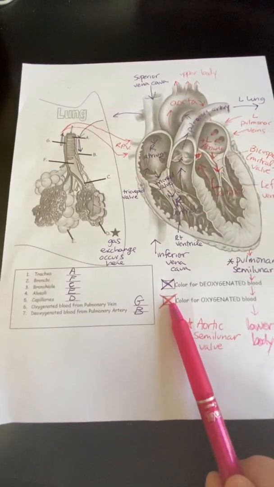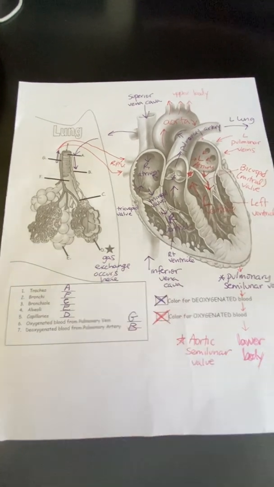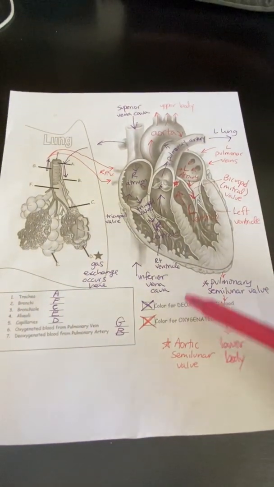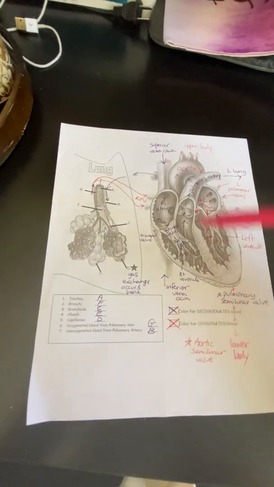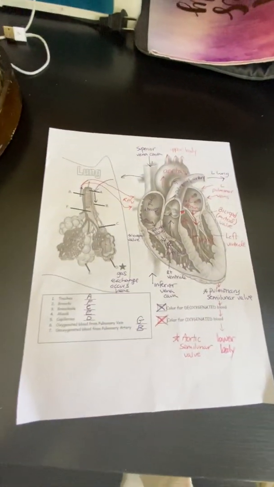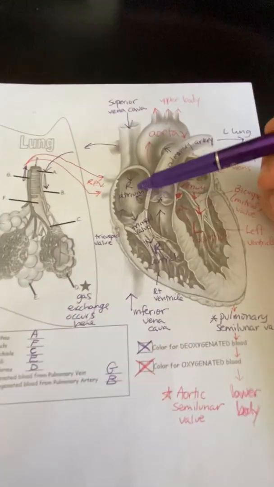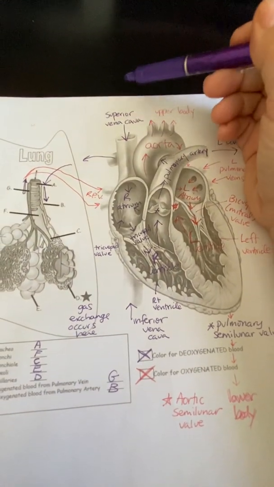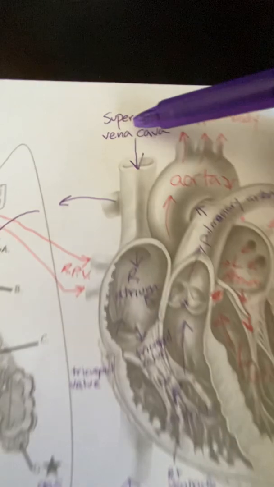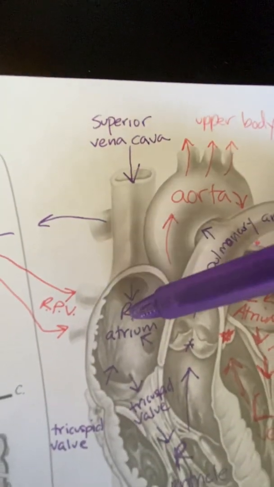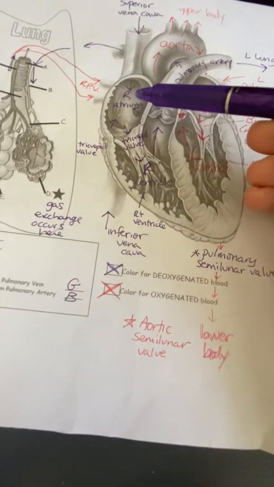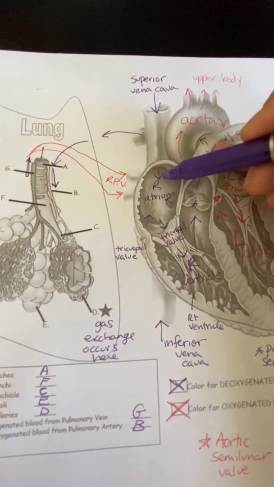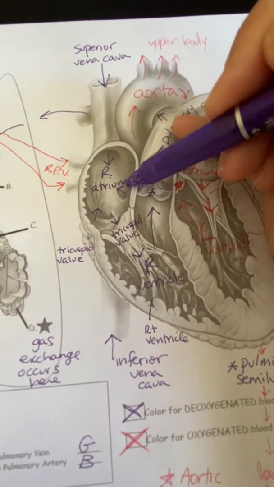One color is deoxygenated blood, and one color is oxygenated blood. Just pick your darker color for deoxygenated and your lighter color for oxygenated. All right, so we're going to start with our deoxygenated blood, and we're going to enter from the upper body through the superior vena cava, coming in that way, or from the inferior vena cava in that way, okay? And both enter into the right atrium.